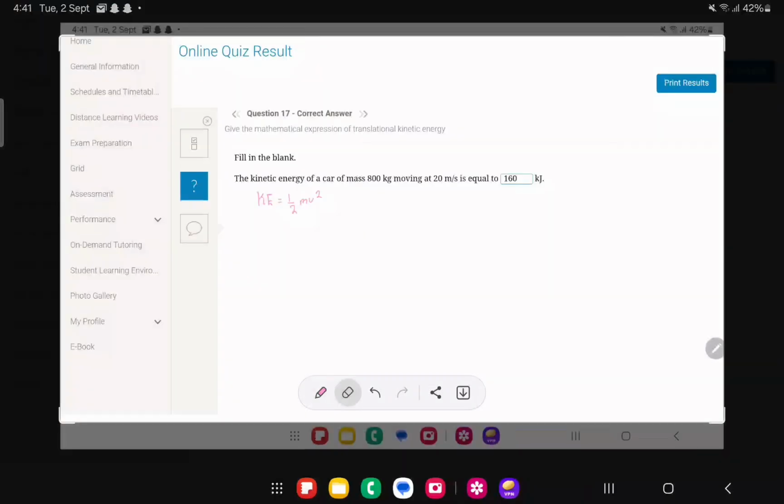That's it. For this one, they're asking for the kinetic energy, and the formula for kinetic energy is half mv squared. The answer you're going to get for this one is 160,000 joules, but they want it in kilojoules, so you have to divide it by 1,000, and you get 160.